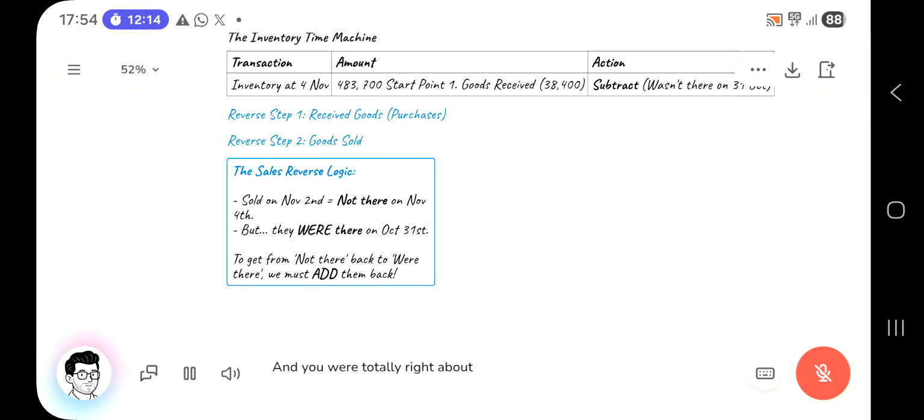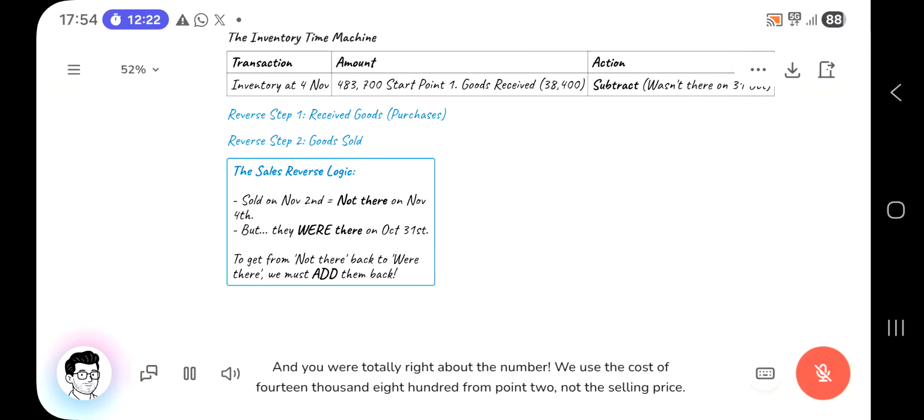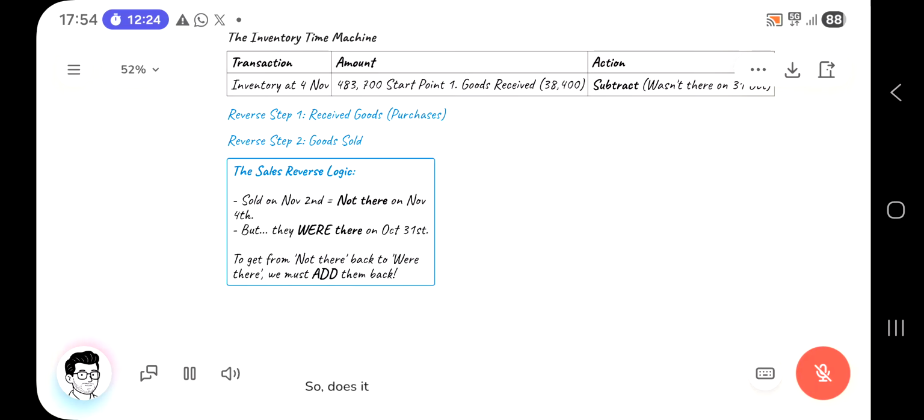And you were totally right about the number. We used the cost of $14,800 from point 2, not the selling price. So, does it make sense now why we add those back? Exactly. We're putting things back on the shelf that were sold after our target date. Good.